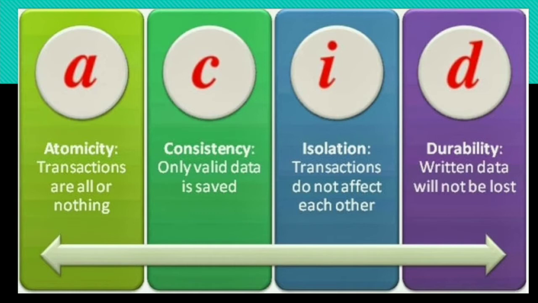The next concept is consistency, which means only valid data is saved. Then isolation. Transactions do not affect each other. Multiple tables will be available, and updation will be done for all the tables, so they are not going to affect each other. The last one is durability. Written data will not be lost. It will be saved permanently. This is the overall concept of the ACID property.